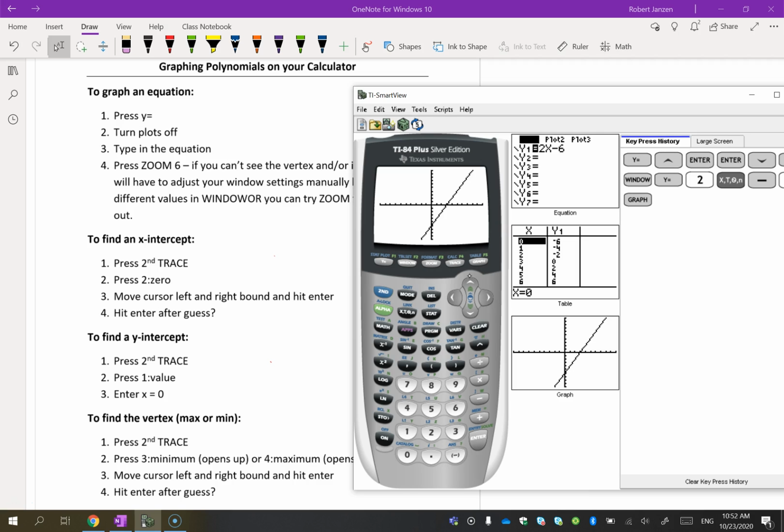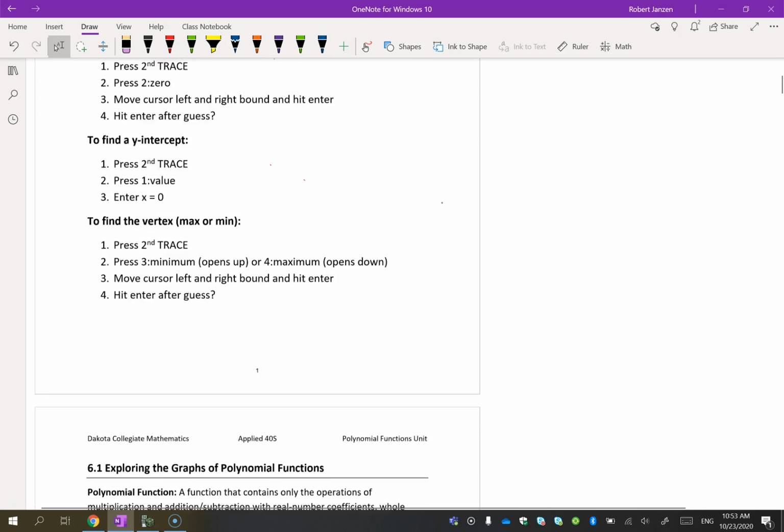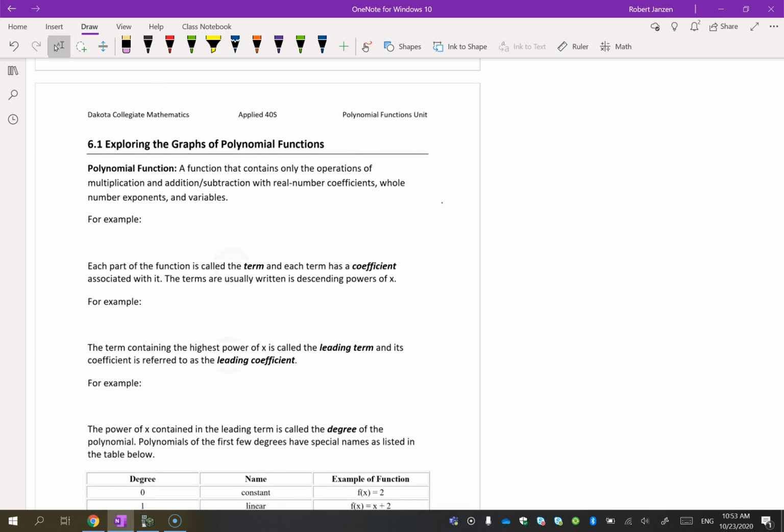Okay, to figure that out, we're going to press second trace, so not trace, but second trace, and then it gives us some options here. Number 1, value, you're going to use that if you want the y-intercept. Number 2, zero, you're going to use that if you want the x-intercept. And then 3 or 4 will allow us to find the maximum or the minimum. Okay, so I'm just going to leave it there, and then we'll do this with some of the questions coming up. Okay, so let's move ahead here.